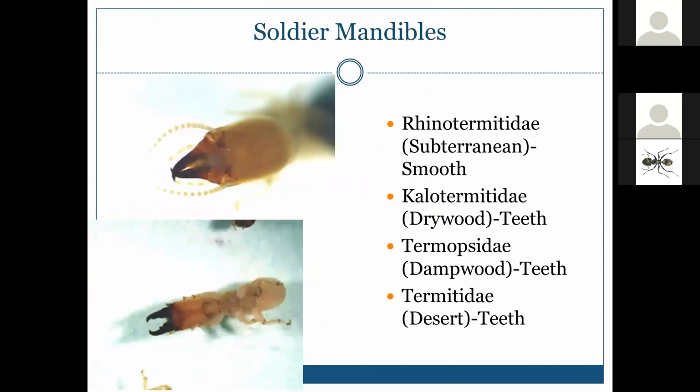Okay, so when we look at the soldier mandibles, we're looking at the different families. So our subterranean termites, which is the top one, are going to have those smooth mandibles on the inside. You can see that they don't have any teeth on them on the inside. Whereas the rest of these, the drywood, the dampwoods, and the desert or agricultural termites, they are going to have those dentations or teeth on the mandibles there.